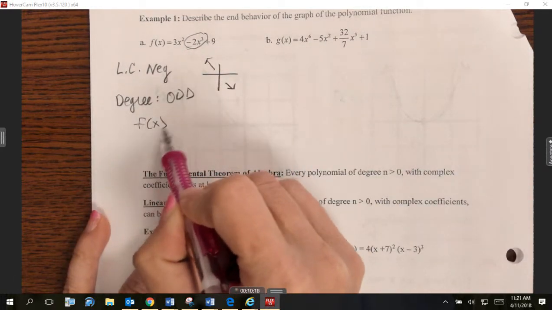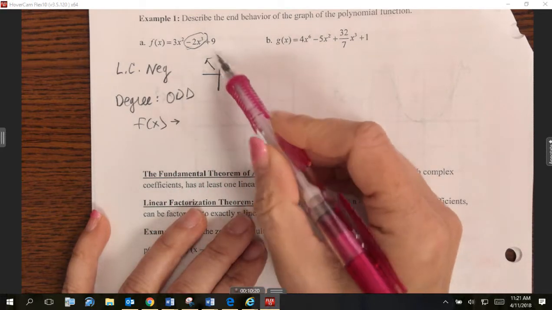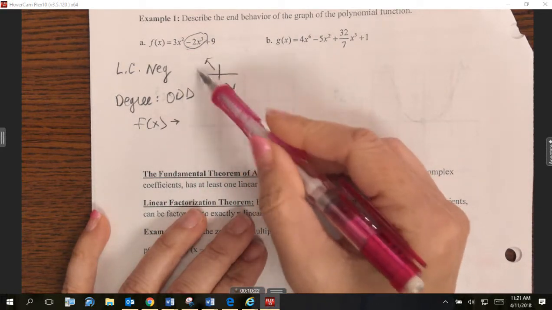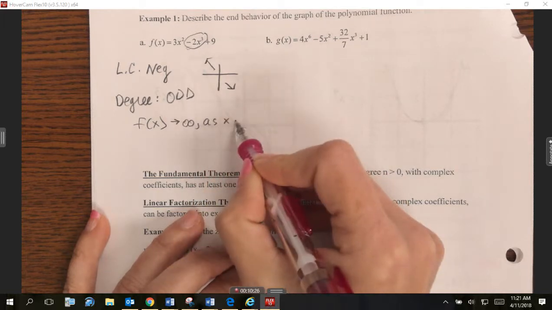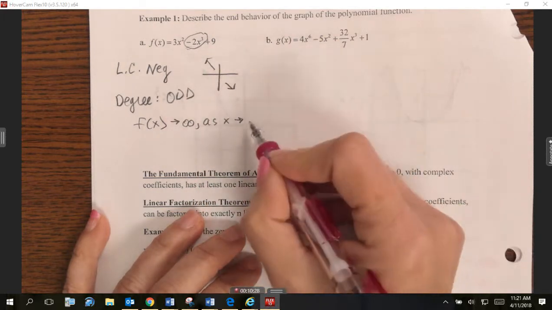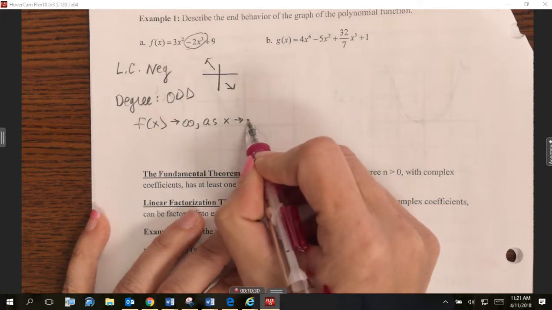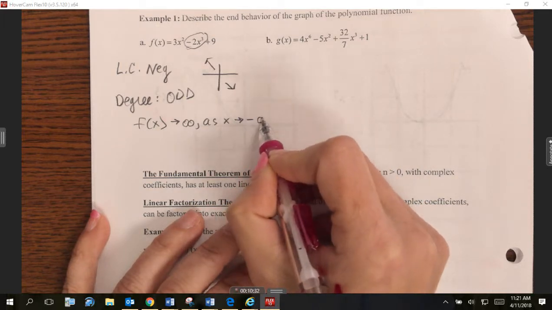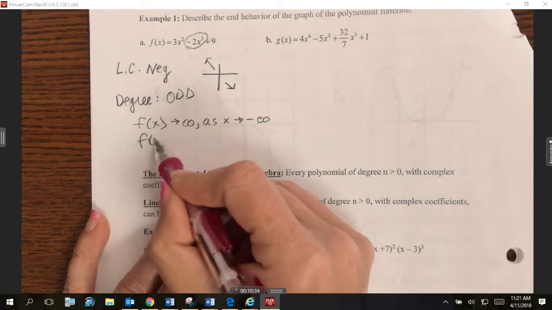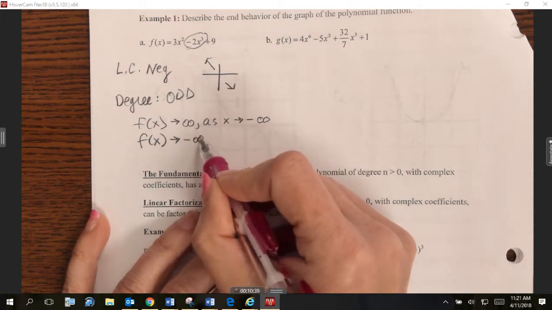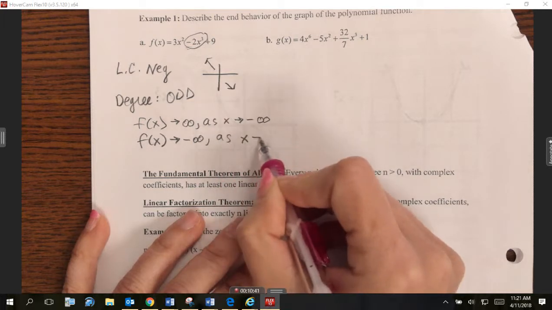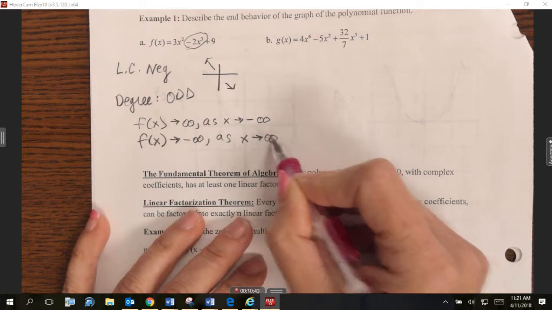f of x goes where first? Positive infinity, as x goes to what's to the left? Negative infinity. And then f of x goes, on the right side, down as x goes to positive infinity.